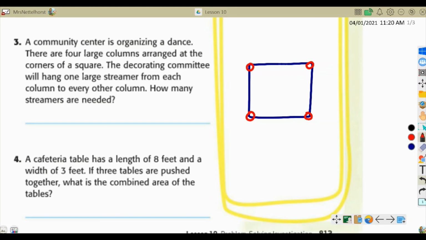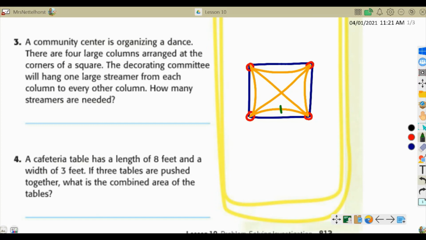So I'm going to pick a streamer color, and we'll use orange. So I'm going to hang a streamer from this column to this column, and this column to this column, this column to this column, this column to this column, and then we need to make sure that we go across. So it's every other column, like each of the other columns. So now we're going to count the streamers. Let me pick a counting color. We'll pick green because we haven't used that yet.